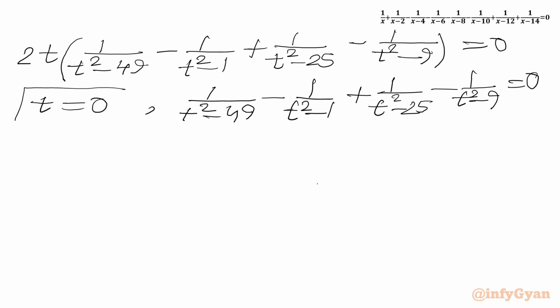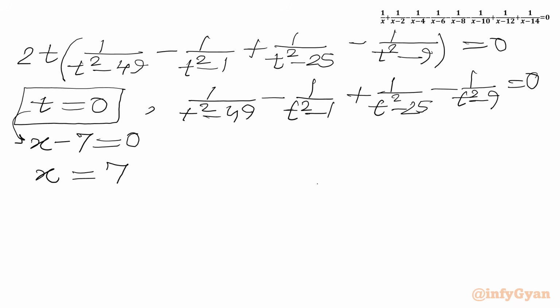So from t equal to 0, t is our substitution x minus 7. We will write x minus 7 equal to 0. So x will be equal to 7. So I will write here x1 because this is our first real solution.